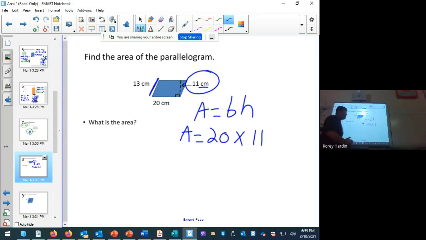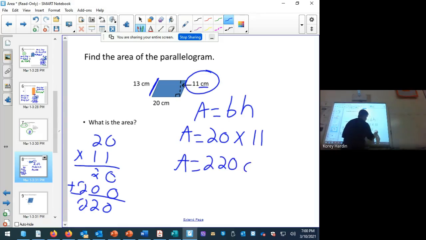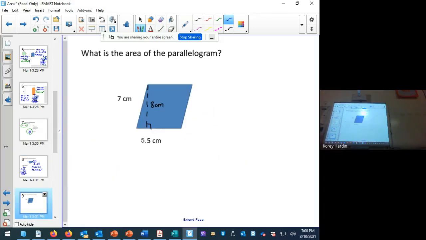Okay. So there's my formula. I just go ahead and multiply that out. 20 times 11. Let's go with 1 times 0, which is 0. 1 times 2, which is 2. Placeholder 0. 1 times 20 is 20. So I get 220. All right, 220. So the area is 220 centimeters squared. All right. So make sure you have that copied down.